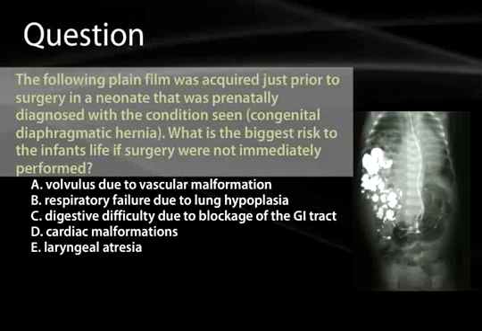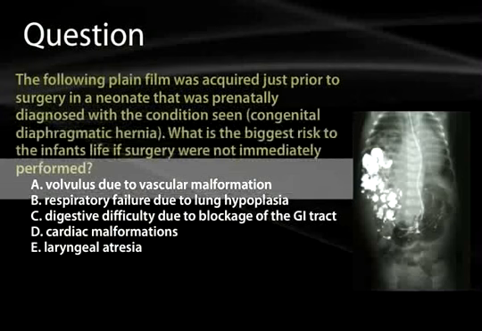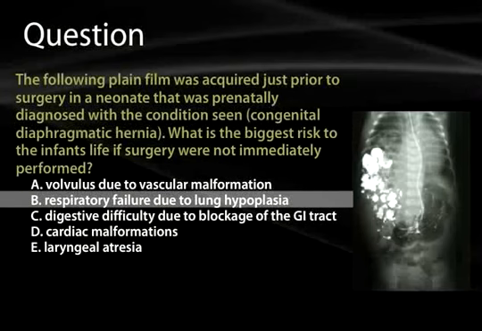Here's another question. The following plain film was acquired just prior to surgery in a neonate that was prenatally diagnosed with the condition seen, congenital diaphragmatic hernia. What's the biggest risk to the infant's life if surgery were not immediately performed? And the answer to this is B. There could be respiratory distress or respiratory failure, because what happens with this infant is that when the bowel eventrates up into the thorax, you have hypoplasia of the lungs since there's no room for them to develop.